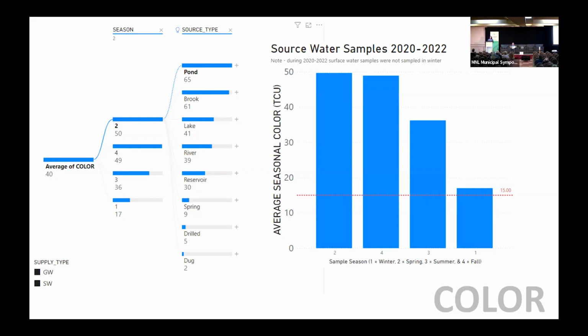And we're seeing how color has peaked throughout the summer and fall seasons, a little lower in spring and winter. But it does show how we need to make sure that we're getting representative water quality data throughout different seasons, throughout different weather conditions, to make sure we're hitting those worst case scenarios.